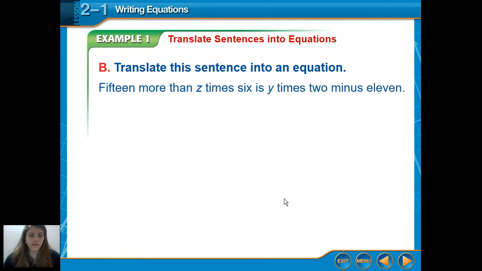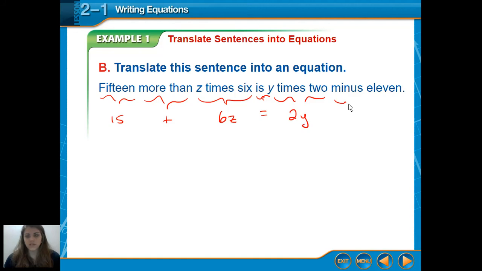Okay, same thing here. We're going to do something very similar. 15 more than z times 6. So 15 more than z times 6, 6z, is equal to y times 2, so 2y minus 11. So our final equation is 15 plus 6z equals 2y minus 11.